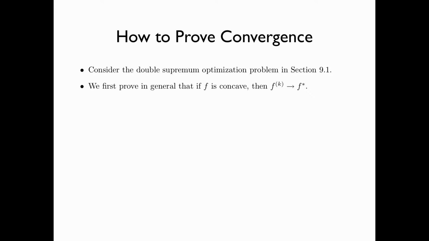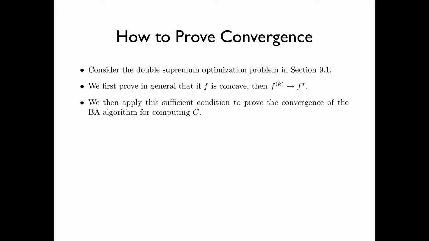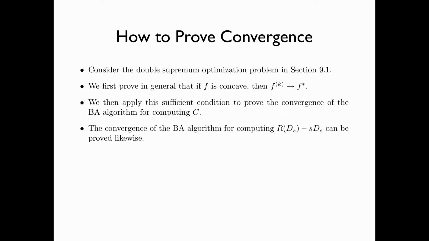We first prove in general that if f is concave, then f sub k tends to f star. We then apply this sufficient condition to prove the convergence of the Blahut-Arimoto algorithm for computing C. The convergence of the Blahut-Arimoto algorithm for computing R ds minus S ds can be proved likewise.